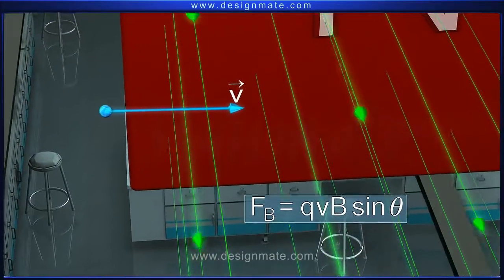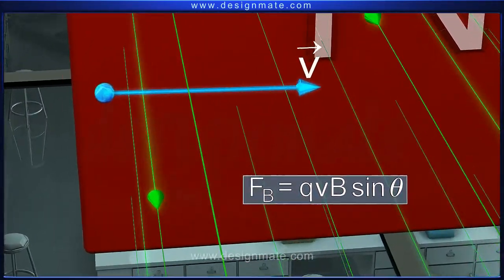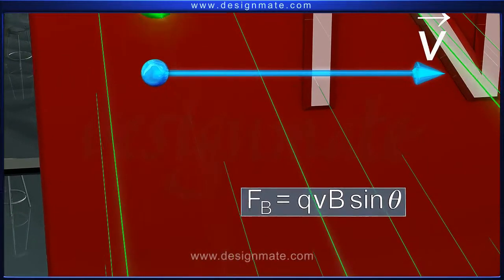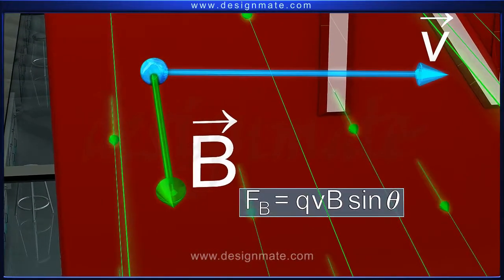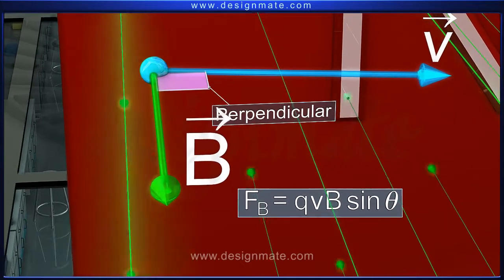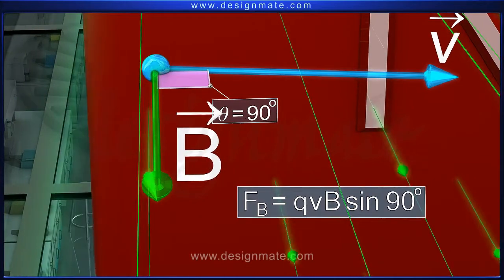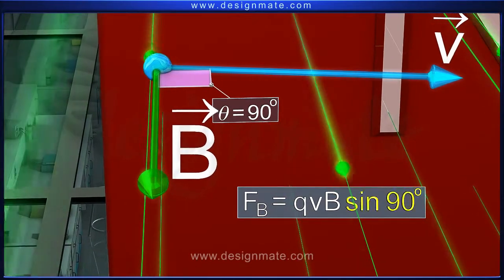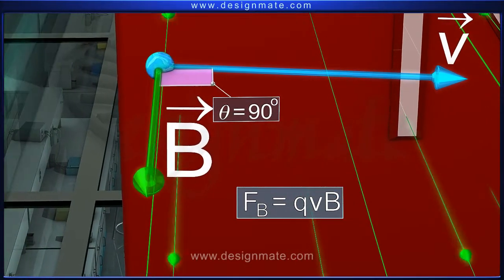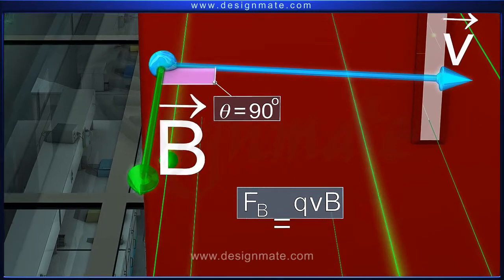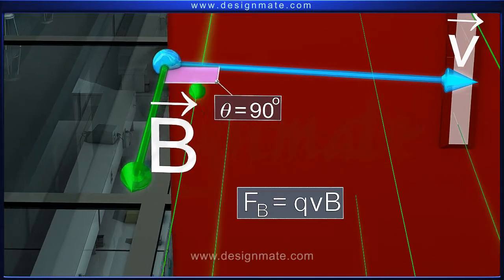Now consider a freely moving positive charge q entering the magnetic field such that vector v is perpendicular to vector b. In this case, theta equals 90 degrees and hence the magnitude of the magnetic force is maximum and is Fb equals q times v times b.